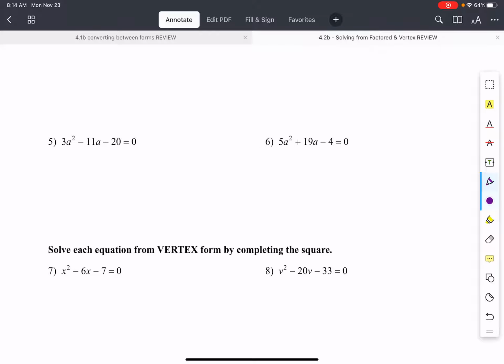Yeah, so I'm going to do two numbers that add to negative 11 but multiply to negative 60. You have to multiply 6 and 10. Oh wait, no. What 6 goes into 11? 6 and 5?